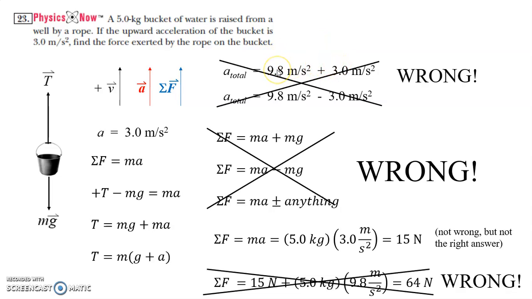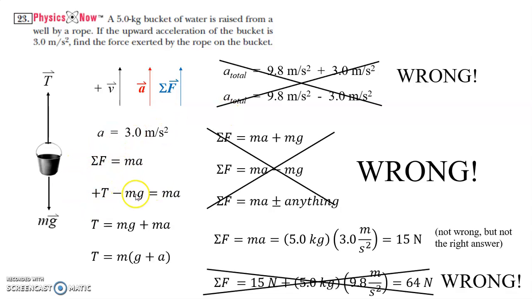9.8 plus 3. There's justification for adding accelerations. No. In fact, from the very first time we saw this, I tried to make it very, very clear. Even though algebraically it looks like we're adding accelerations, we're not, right? Look at Newton's second law. Does it say sigma a? Does it tell you to add accelerations? No, it does not. It says sigma F. It tells you to add forces, and that's what we did.